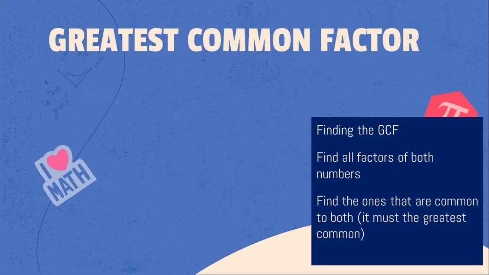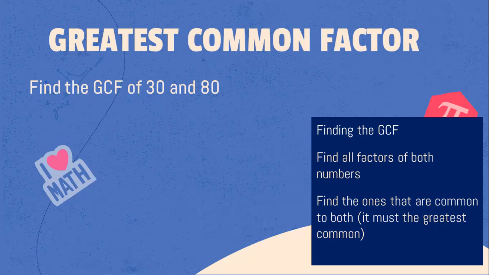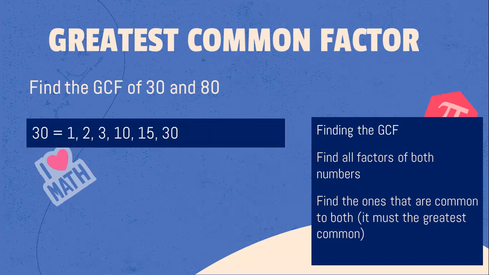Let's have another example. Find the greatest common factor of 30 and 80. On this part, we will be looking for the factors of 30 and 80. What are the factors of 30? The factors of 30 are 1, 2, 3, 5, 6, 10, 15, and 30.